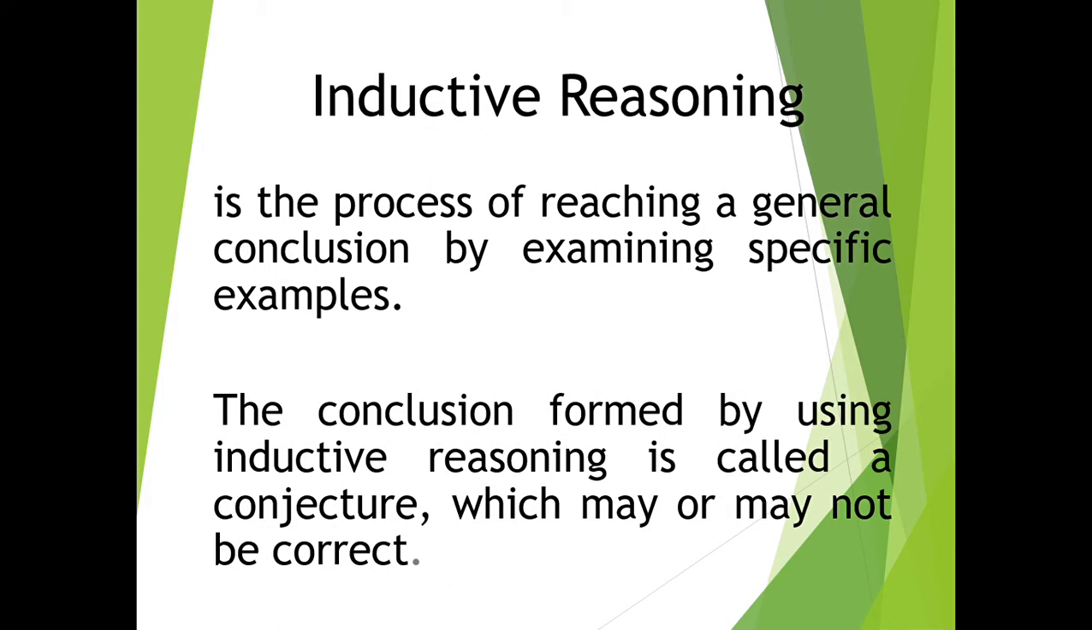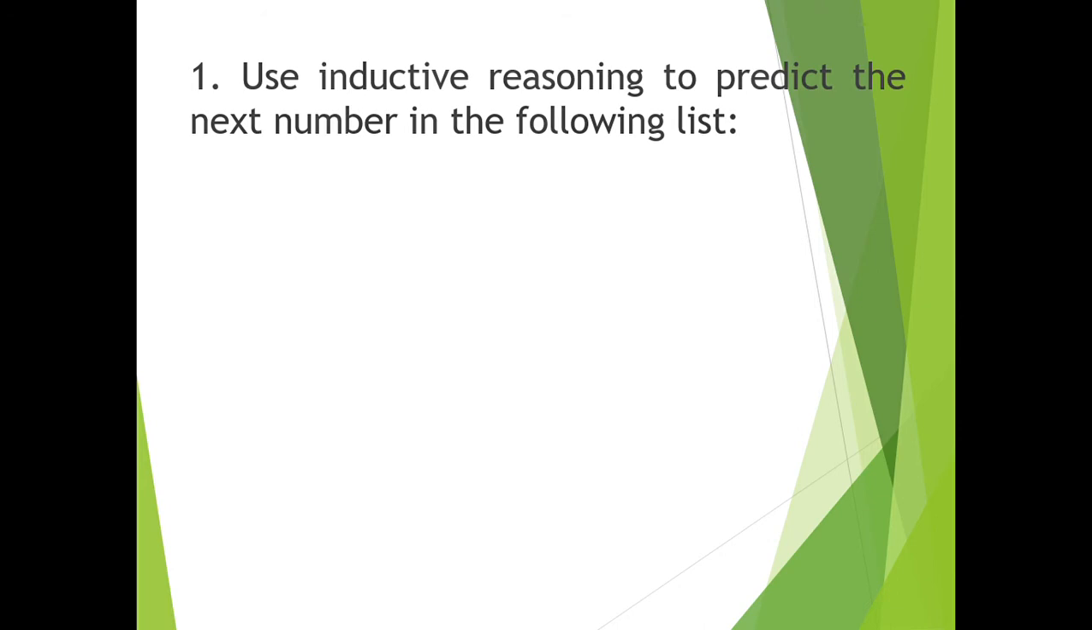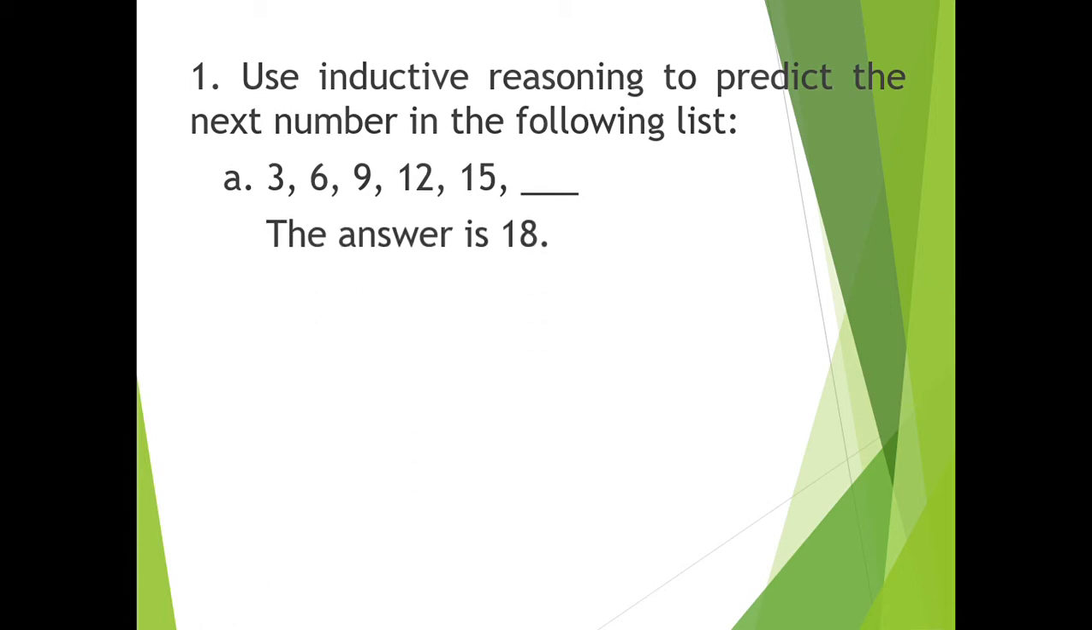The conclusion formed by using inductive reasoning is called a conjecture. When we say conjecture, this may or may not be correct. So we have here an example of inductive reasoning where you use it to predict the next number in the following list: 3, 6, 9, 12, and 15. What do you think is the next number? 18. So the answer is 18.